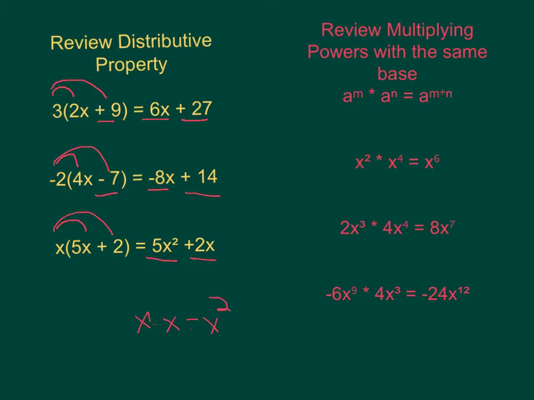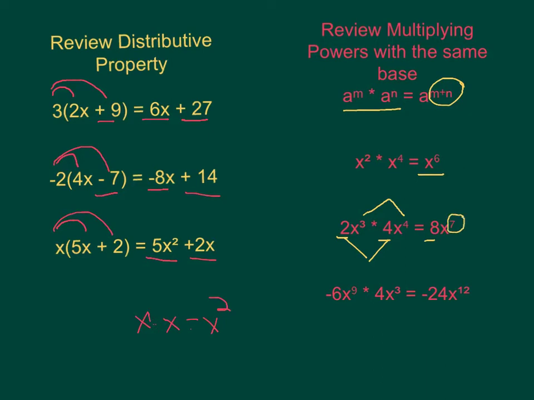And then moving into this property of exponents, we learned this at the beginning of the year. If you're multiplying two powers that have the same base, you end up adding their exponents. So in this case, x squared times x to the 4th equals x to the 6th. And now this one, we have coefficients in front. We multiply those two together, 2 times 4 to get 8. And then you still add the exponents. 3 plus 4 is 7.